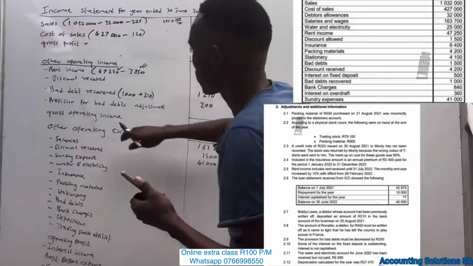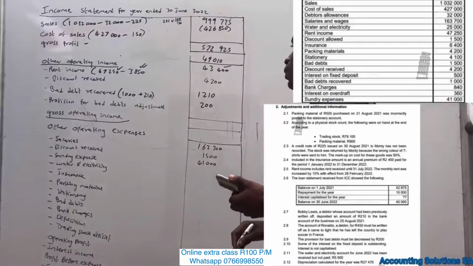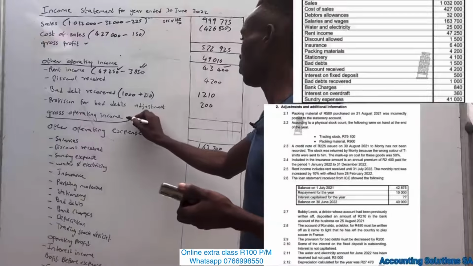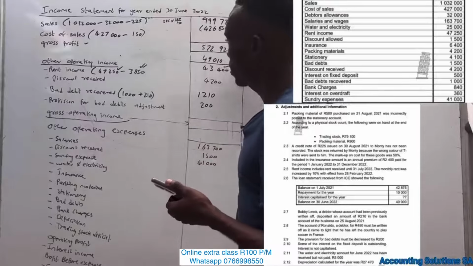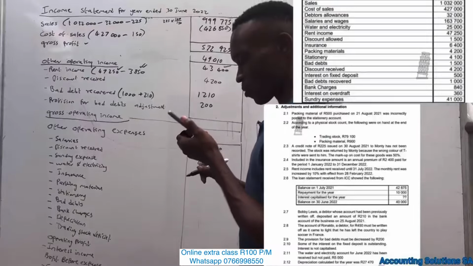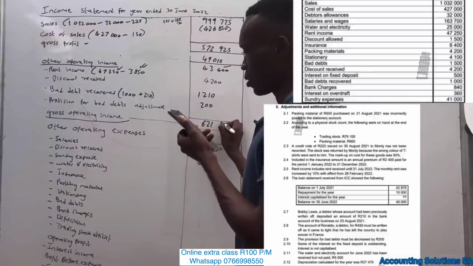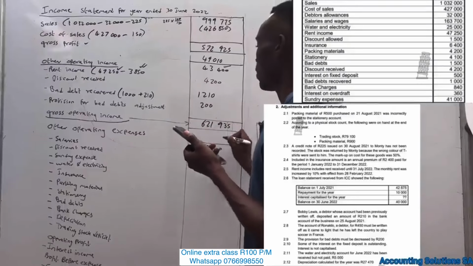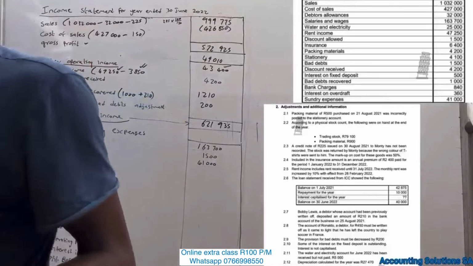Okay, now we can calculate our gross operating income. How do we calculate it? Okay, it's just going to be this one. We take gross profit plus other income, which is going to give us 621,935. Okay, then now we are going to the next step.